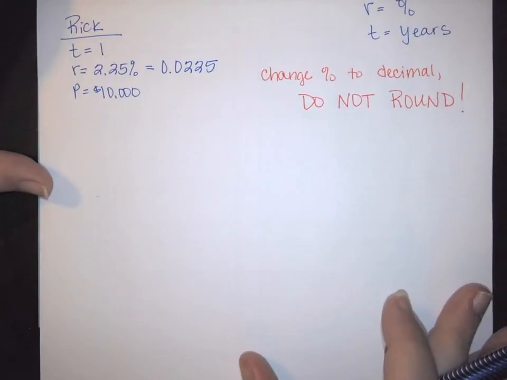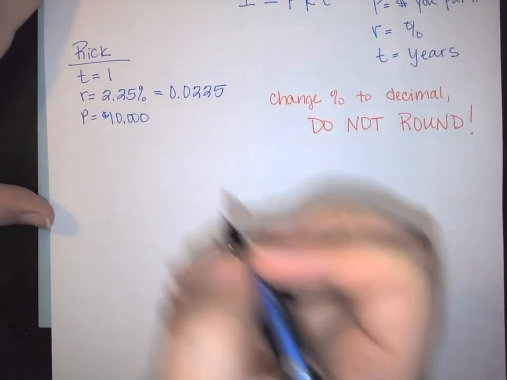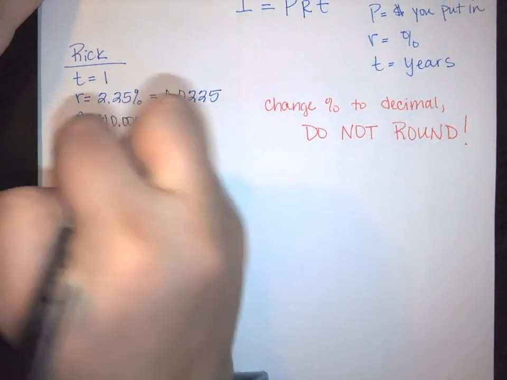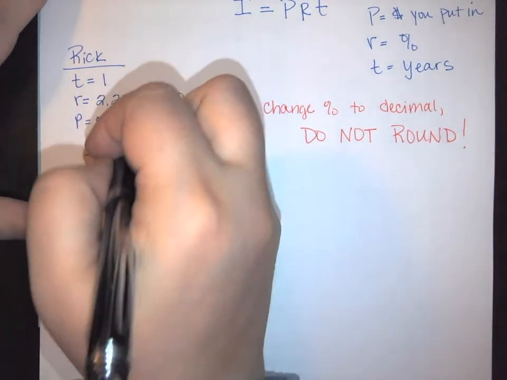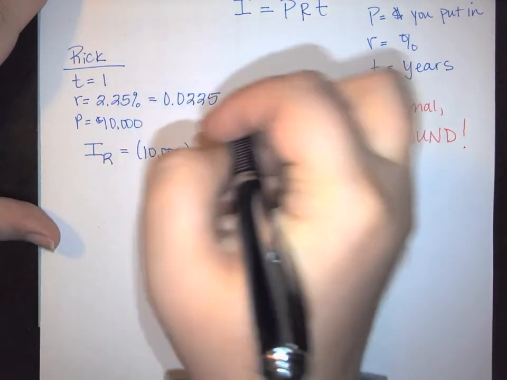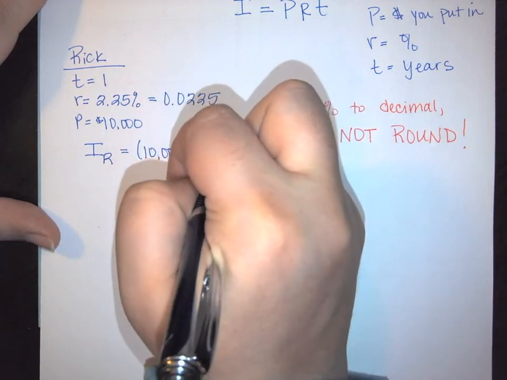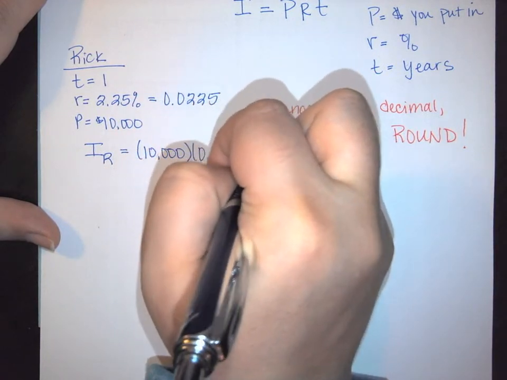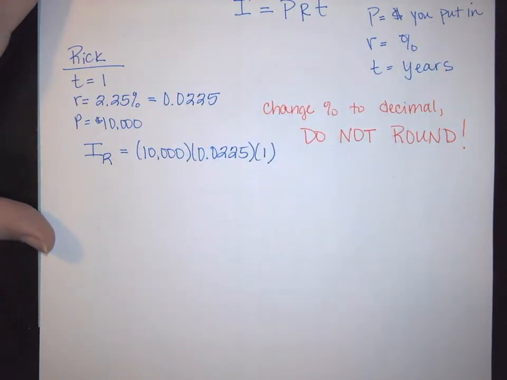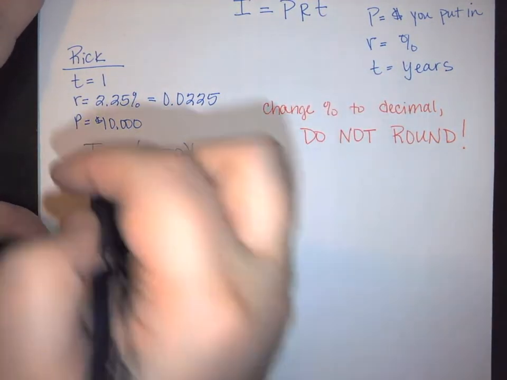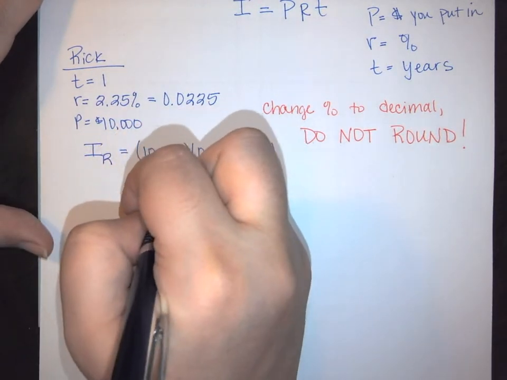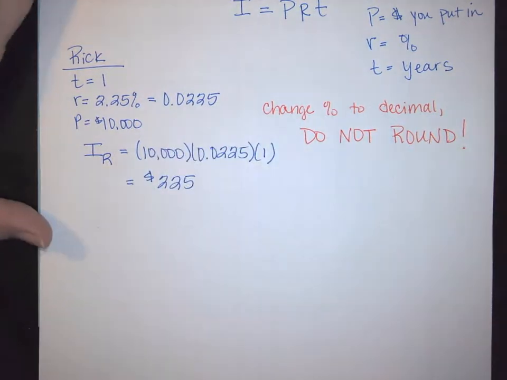So we can set up his equation. The interest equation for Rick is going to be 10,000 times 0.0225 times 1 year. When we do that, we end up with his interest being $225.